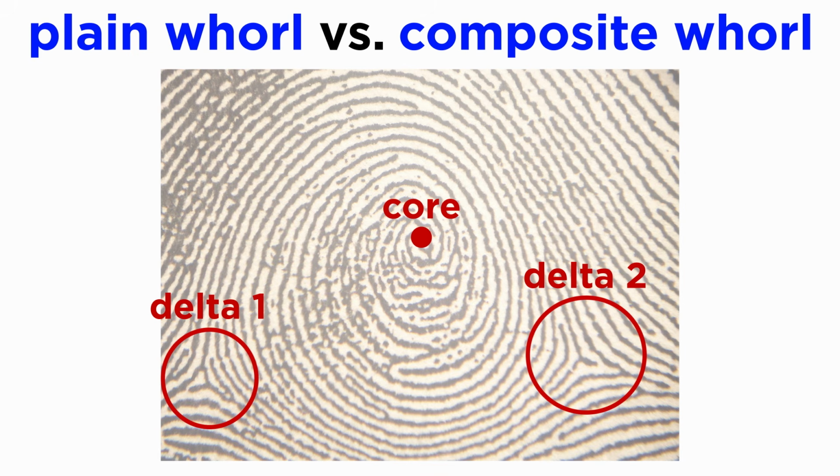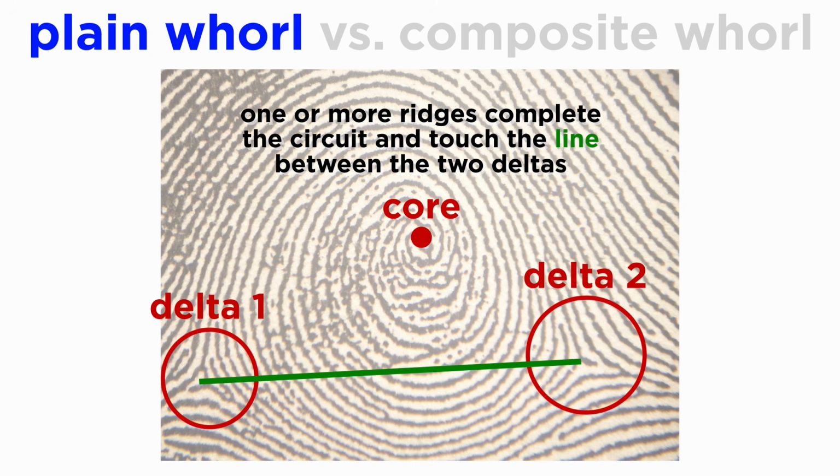A whorl is also classified into different subtypes, plain whorls and composite whorls. The fundamental difference between a plain whorl and a composite whorl is that a plain whorl contains at least one ridge completing a circuit, but also touching the line drawn between two deltas. The one we just examined is a plain whorl.